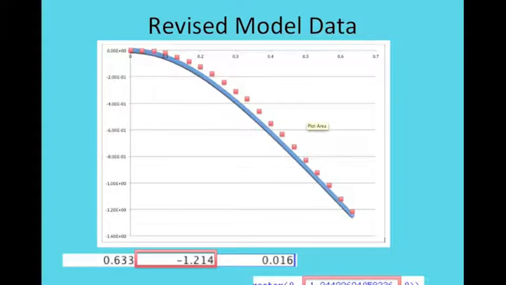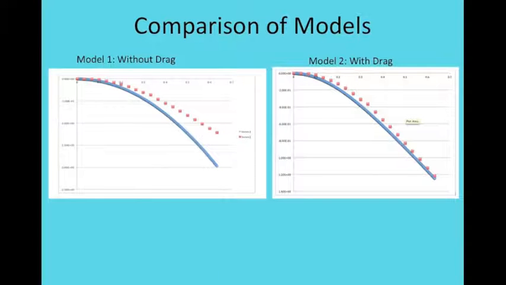With the revised model and this data, we can see now that we have a much more accurate representation of the actual motion of the falling object. We can see that we even have very similar final positions. Here's a side-by-side comparison of the two models and their data.